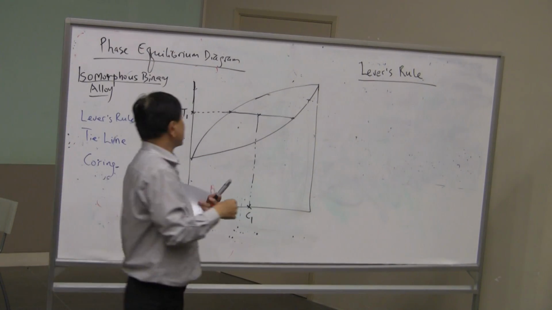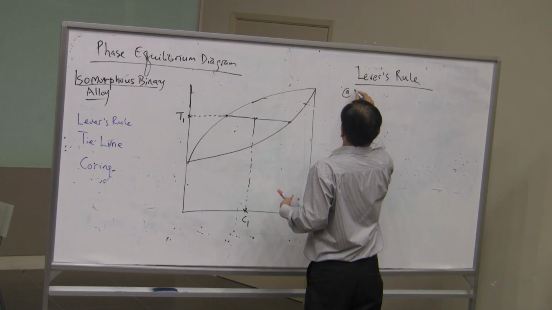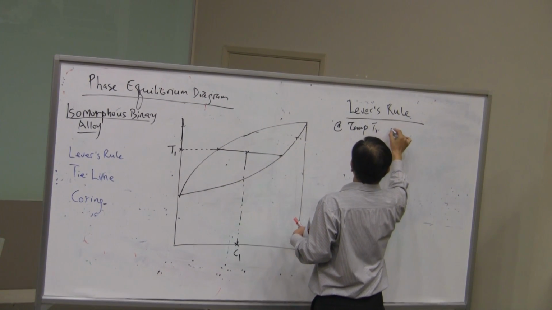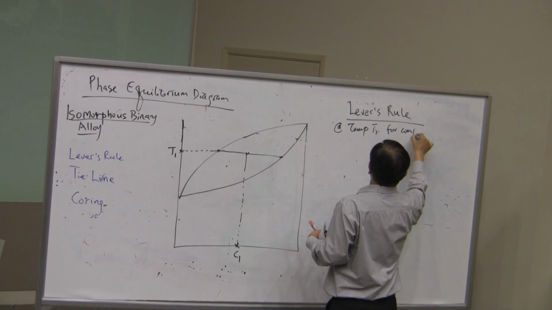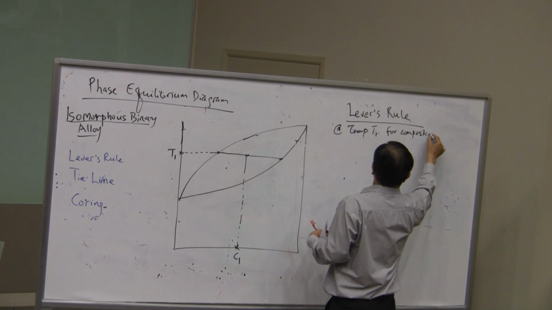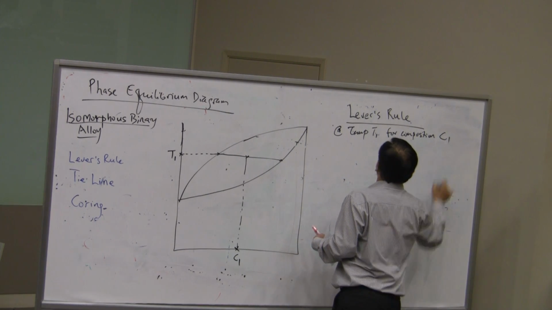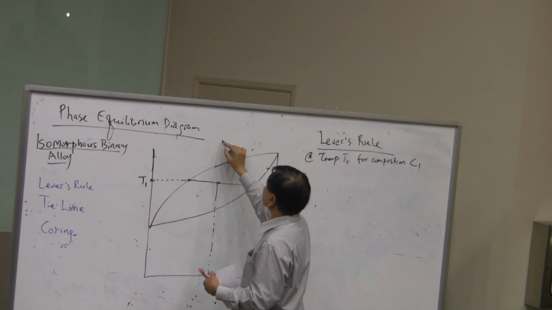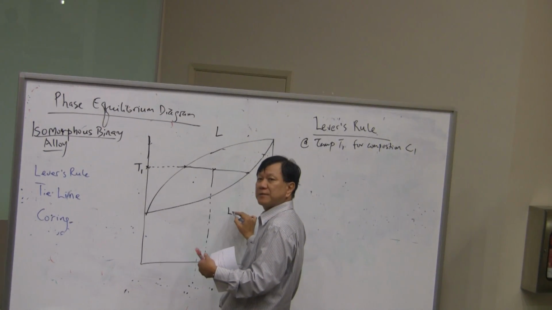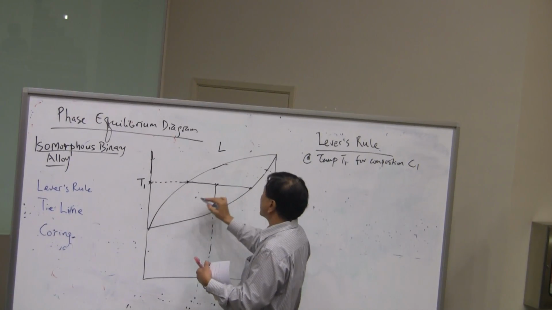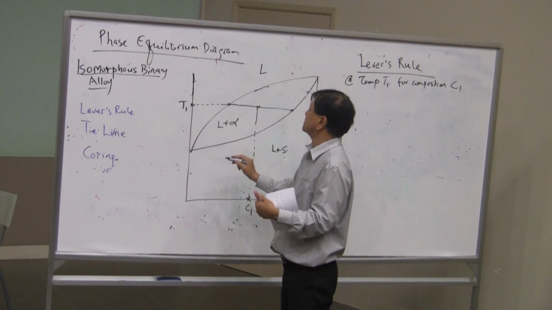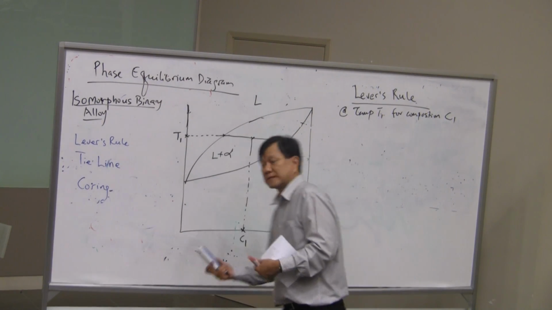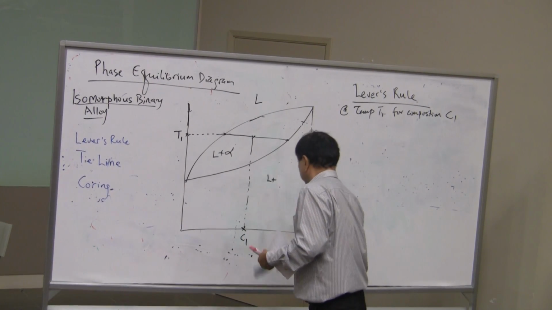Are you clear enough? They'll tell you, okay, at temperature T1 for composition C1. Alright? So now over here I got liquid, here I got what? Liquid plus what? Solid. So what do I have in between? Liquid plus what? Solid. This solid here is what? Alpha. Okay, if I put it as alpha.